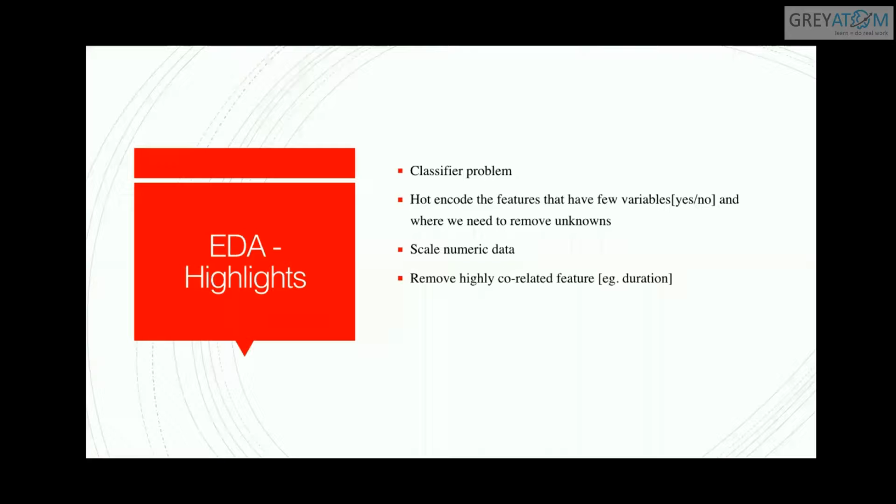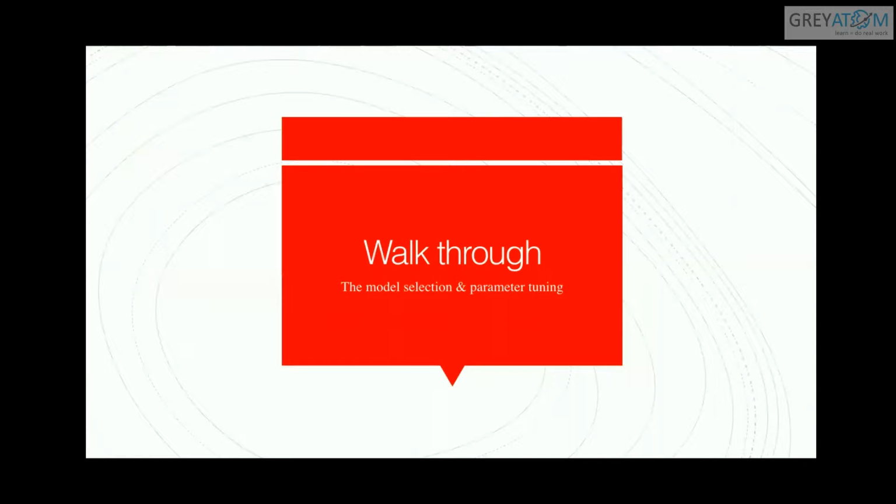The EDA showed that this is a classification problem. We used one-hot encoding for the categorical features; we either imputed the unknowns or, using one-hot encoding, the unknowns got removed automatically. All the numerical features were scaled. We didn't look into the outliers. We also removed the feature duration, which is highly correlated with the target variable. Now we'll walk through the model we built based on this. I'll hand it over to Karan to speak on that.